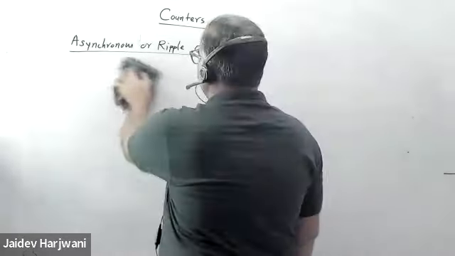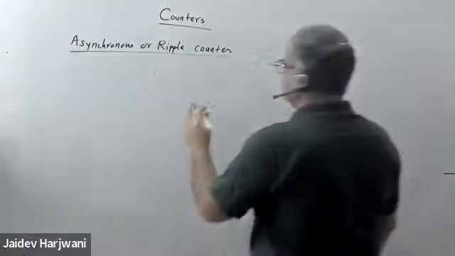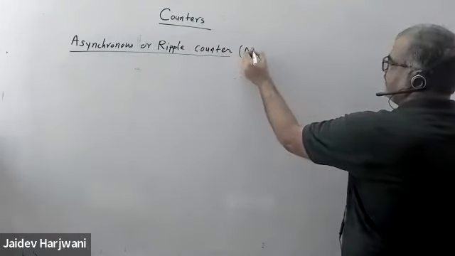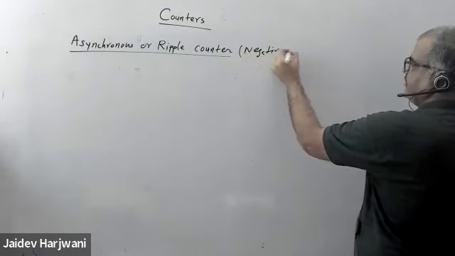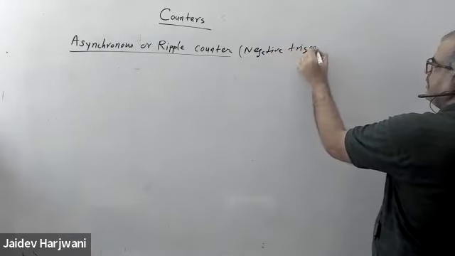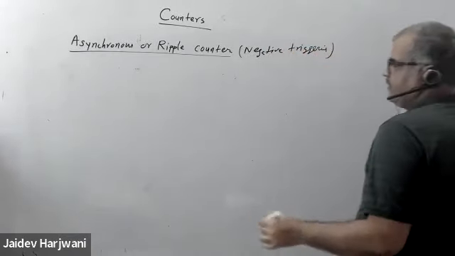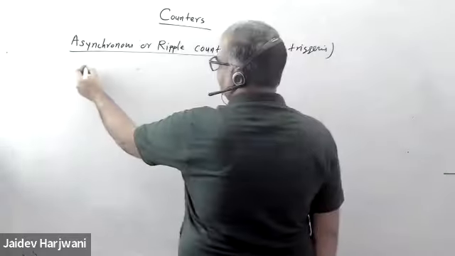Okay, now let me make a 3-bit up counter. I'm only using negative triggering. So I'm making a 3-bit counter.